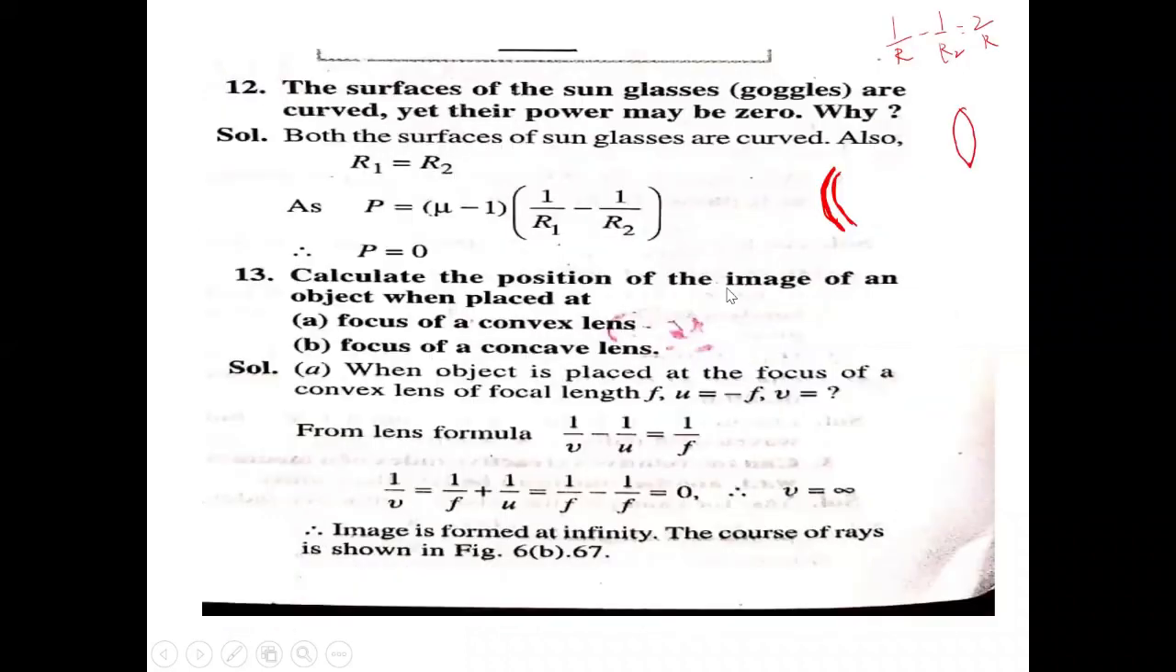So R1 and R2 are both the same. R1 is equal to plus R, R2 is also plus R. In that case, 1 by R1 minus 1 by R2 is 0, so power is 0 for goggles, even though they are curved, not flat. For a plane surface, F is infinity, as for plain glass. They have taken 2 equally curved surfaces, it's not a lens. R1 and R2 are both positive, so power is 0. Focal length is infinite. It acts as a plain glass, though it appears curved.